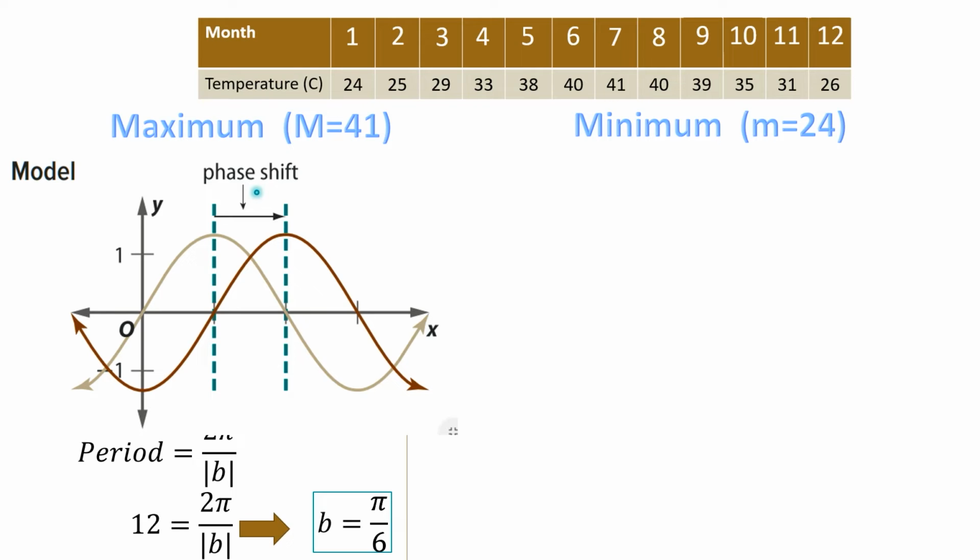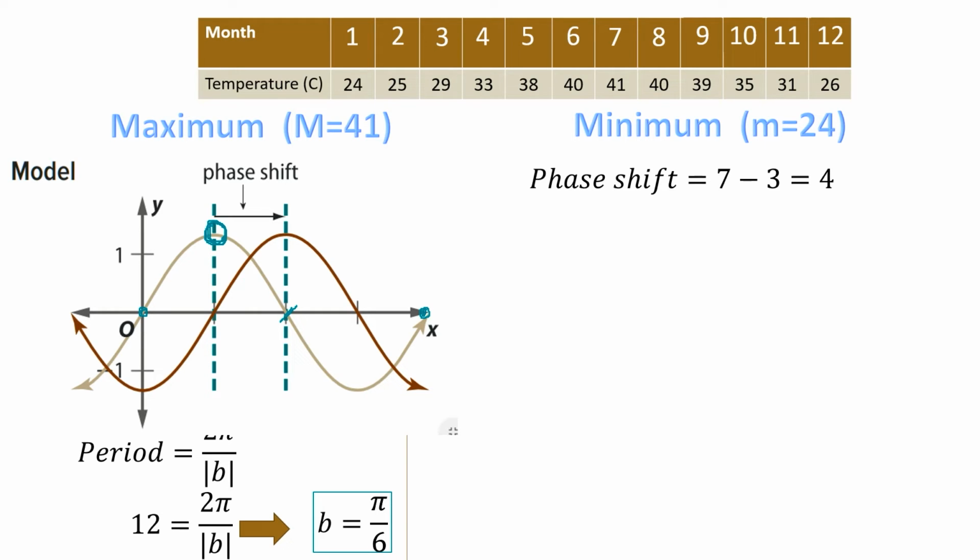Remember that c is related to the phase shift. And we know that a sine function starts from 0,0, and after the whole period, we will reach 0 again. So the maximum happens where? In the sine function, it happens not at half the period, it happens at a quarter of that period. So from here to here is the whole period. This is half the period. The maximum happens at a quarter of that period.